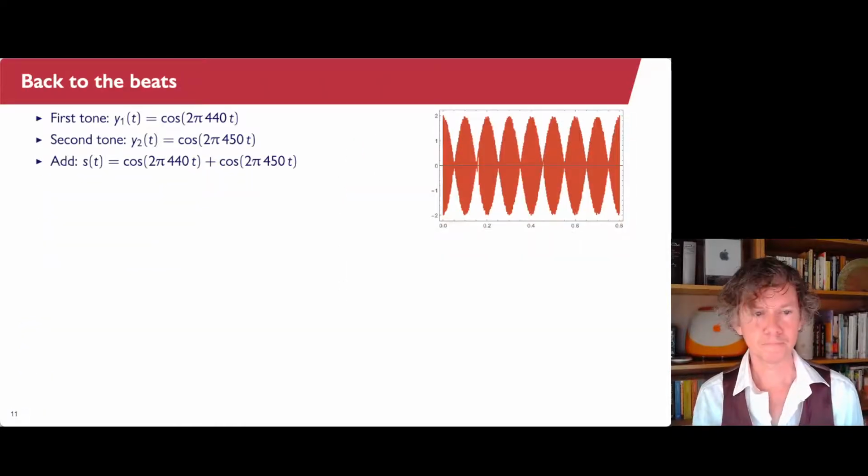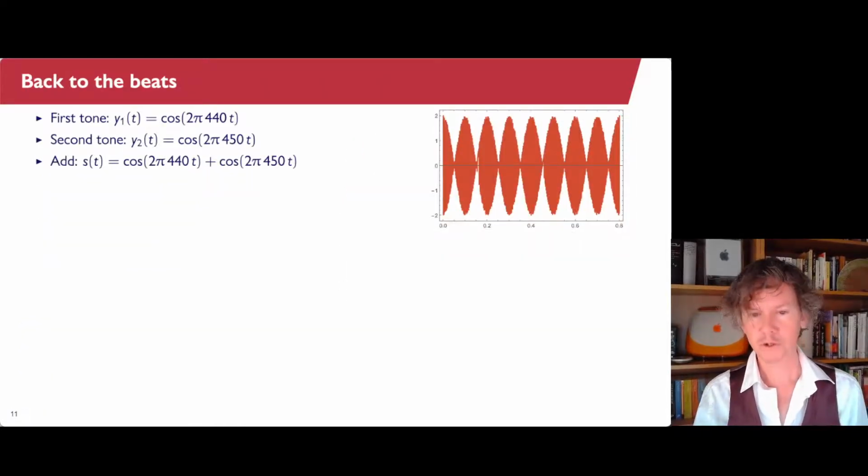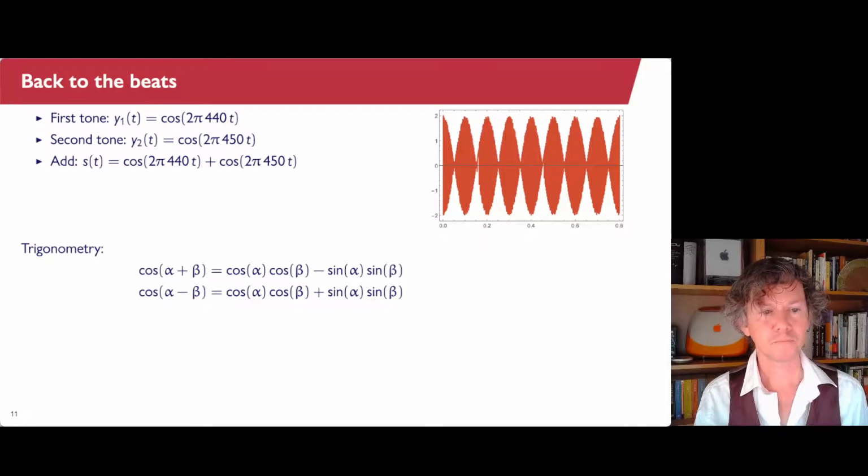So let's do that. We have these two tones. This is the same as from the previous graph. And now I'm going to use some trigonometry. We will see this in future videos. For now, I'm just going to use it. You can prove that the cosine of alpha plus beta, you can write as cosine alpha cosine beta minus sine alpha sine beta.